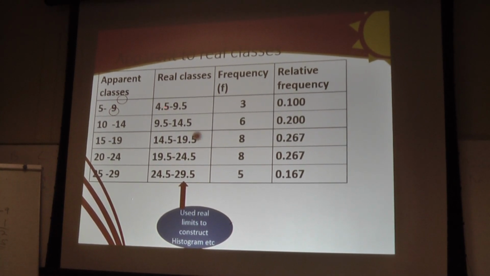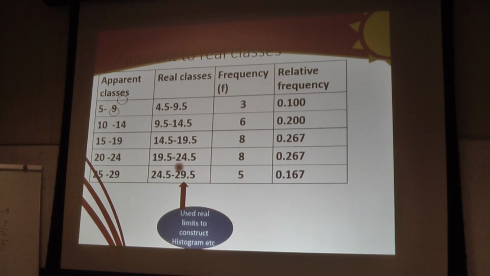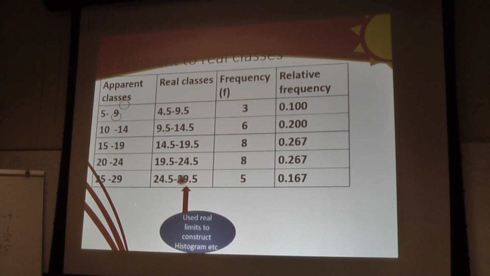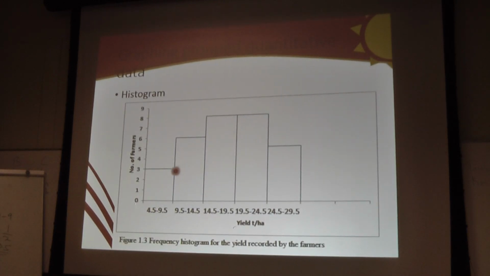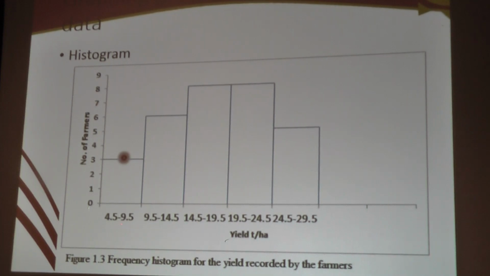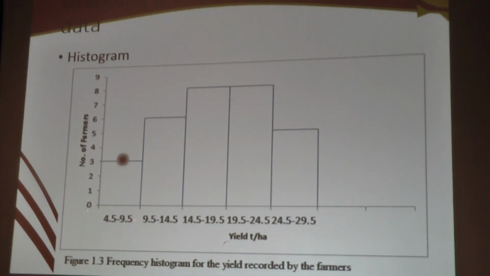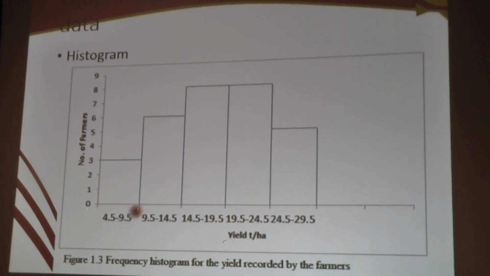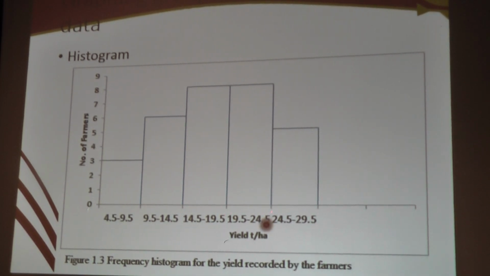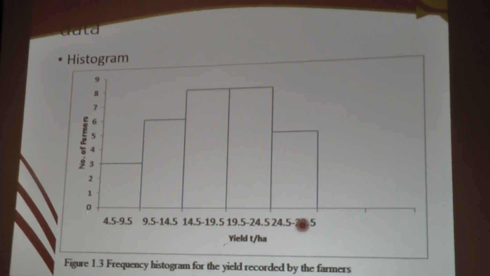And then also these values, the real classes, must guide you on what scale to use on your horizontal axis. So if you do like that, in this case, this must be produced on graph paper. 4.5 to 9.5. This 9.5 is here. You don't need to rewrite 9.5. So in other words, you just say 4.5 to 9.5 to 14.5 to 19.5 to 24.5 to 29.5.